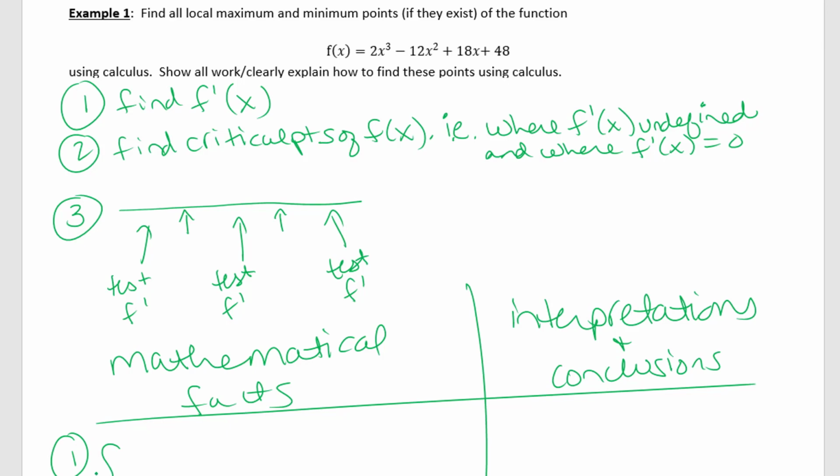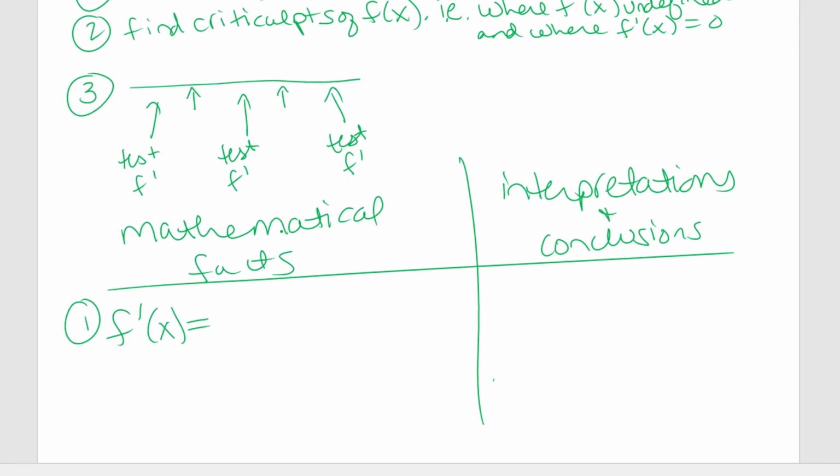So first step, mathematical fact. Step number 1, we need to find f prime of x. So I'm definitely going to write down on my paper the derivative. Going back to our f of x function that was given, I'm going to find the derivative. That'd be 6x squared minus 24x plus 18. Step 2, we're going to find critical points of f, i.e. we're going to find where f prime is undefined and where f prime is 0.